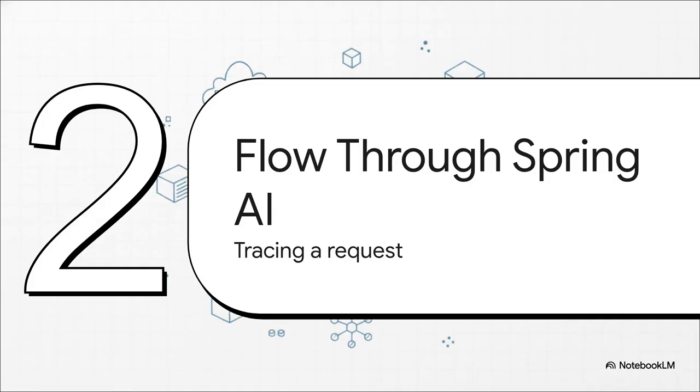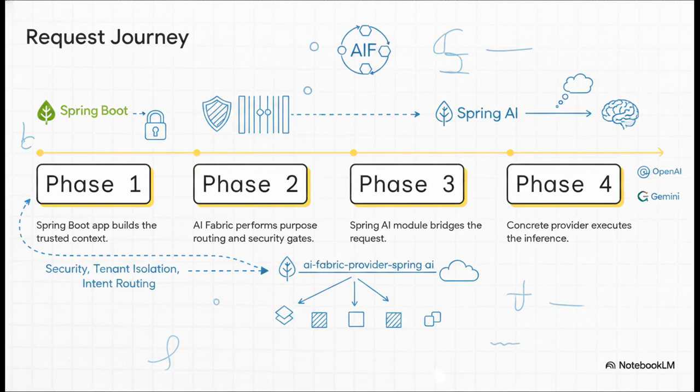That brings us to section 4, flow through Spring AI. Let's chronologically trace an actual request journey. So let's trace this exact journey from start to finish. Phase 1. Your Spring Boot app builds the trusted context based on the user's entry. Phase 2. AI Fabric steps in to route the request by purpose and apply all necessary security gates. Phase 3. The Spring AI module gracefully bridges the request. And finally, Phase 4. The concrete LLM, whether that's OpenAI, Gemini, or whatever you choose, actually performs the inference.